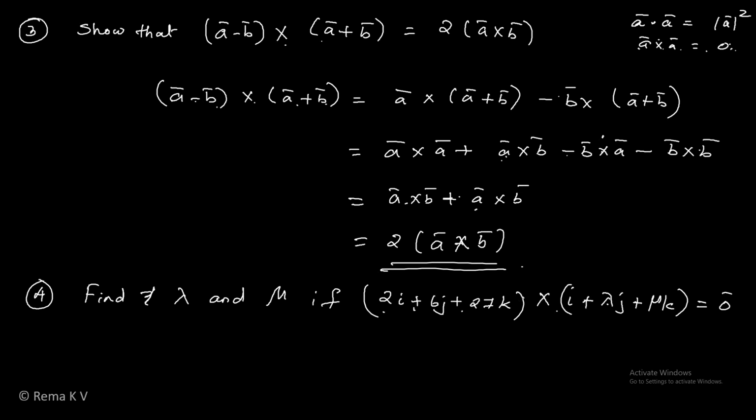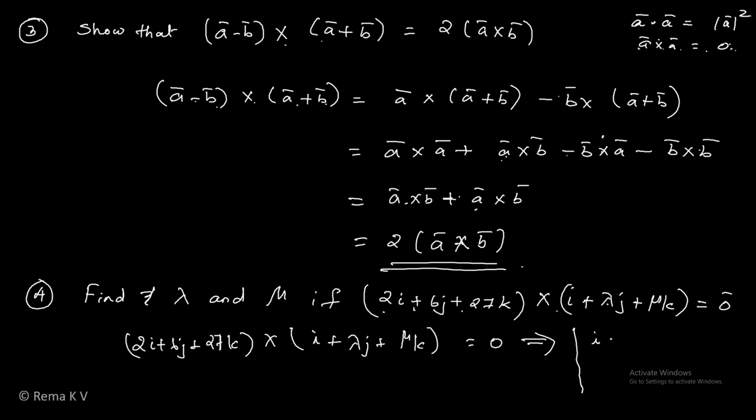So you know how to find the cross product of two vectors given in component form. This can be written as (2i plus 6j plus 27k) cross (i plus lambda j plus mu k) is equal to 0, which implies the determinant with i, j, k. For the first vector, the scalar components are 2, 6 and 27. For the second vector, the scalar components are 1, lambda and mu. This determinant is equal to 0.